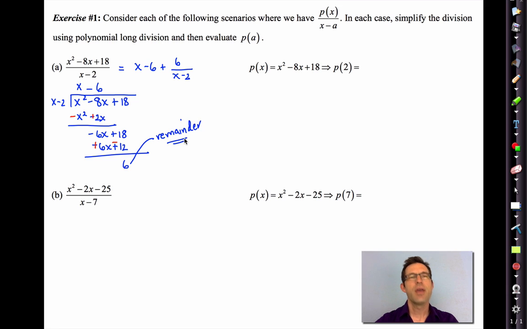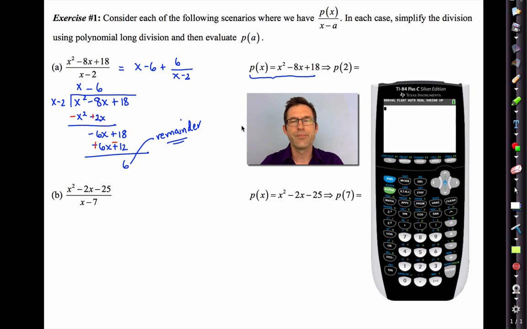Now what I'm going to do is take that polynomial, which is in the numerator, and evaluate it at x equals 2. This is where I think that the graphing calculator is very helpful. So just for a moment, let's bring out the TI-84 Plus. I'd like to review with you how to use the store command on the TI-84 Plus to quickly and effectively evaluate an algebraic expression for a particular value of x.